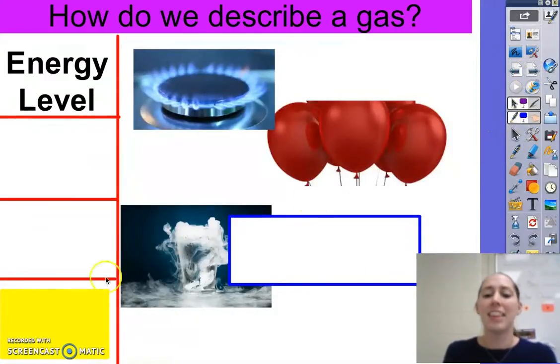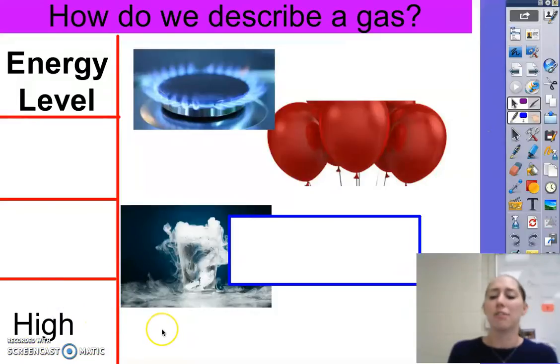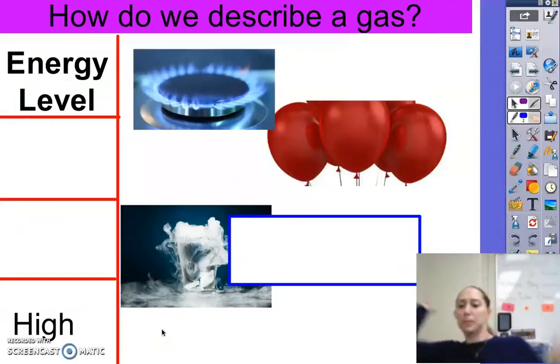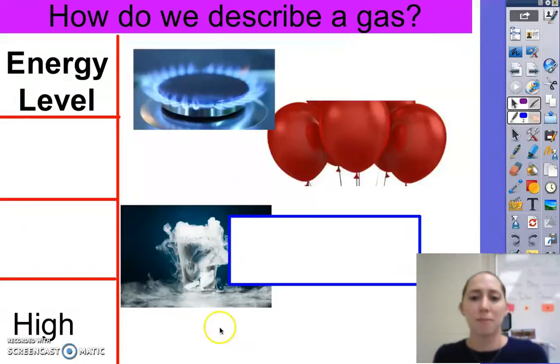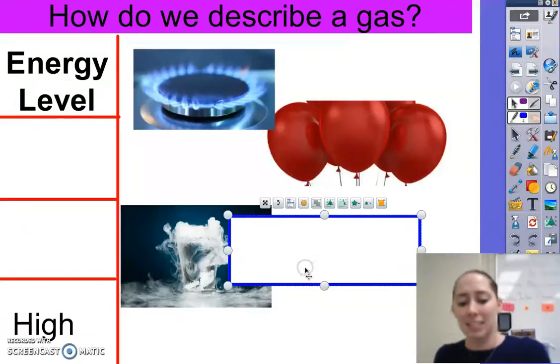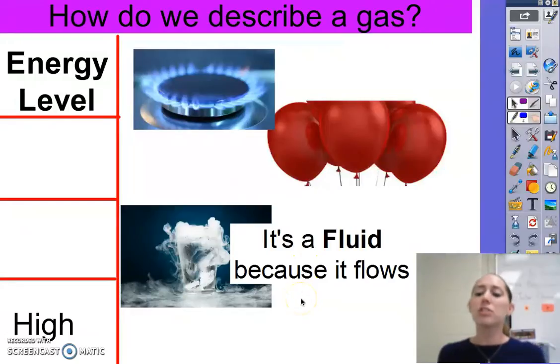Now gases, they have the highest energy level of these three states of matter. So those molecules are going zip, zip, zip, moving all over the place. But did you know a gas is also a fluid? It too flows. So when wind is blowing on your face, that's because those gas molecules are flowing around and getting pushed around. Or you can fan this. You can do that because it's a fluid.